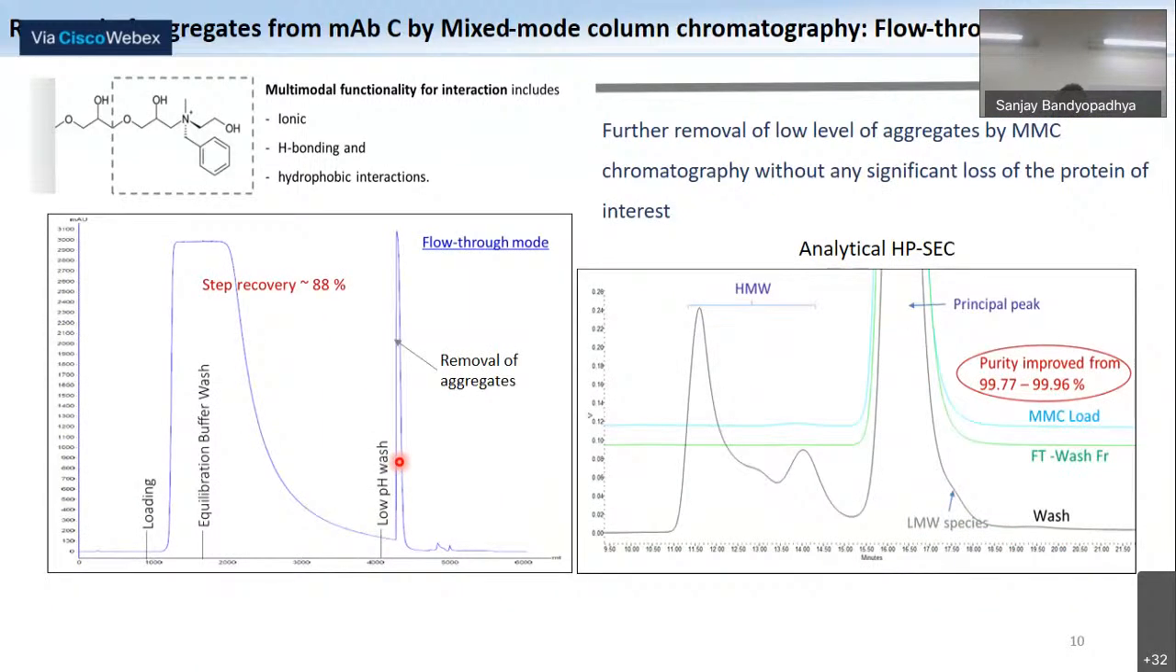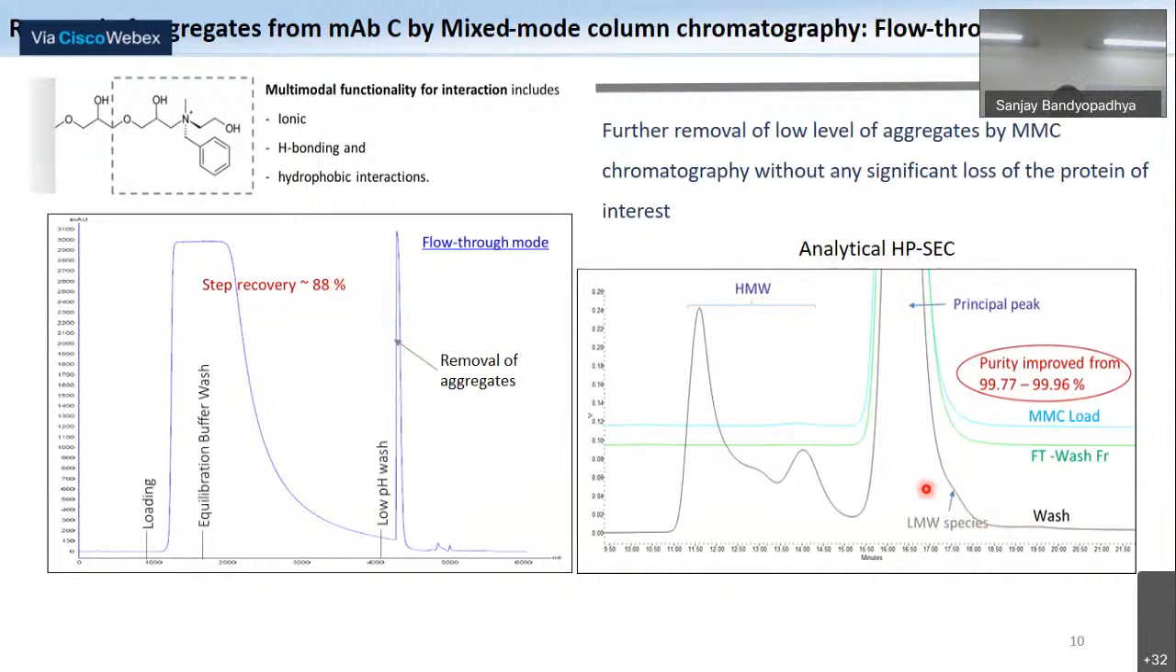In another case, MAP-C, after the protein A column chromatography the purity was fairly high, as high as 99.77%, and we intended to further improve the purity by the same mixed mode column. But this time, the column mode of action was different. We figured out that instead of doing it in the bind-elute mode, if we do a flow through mode, then we can improve the purity further without any significant loss of protein of interest. So step recovery was very good.